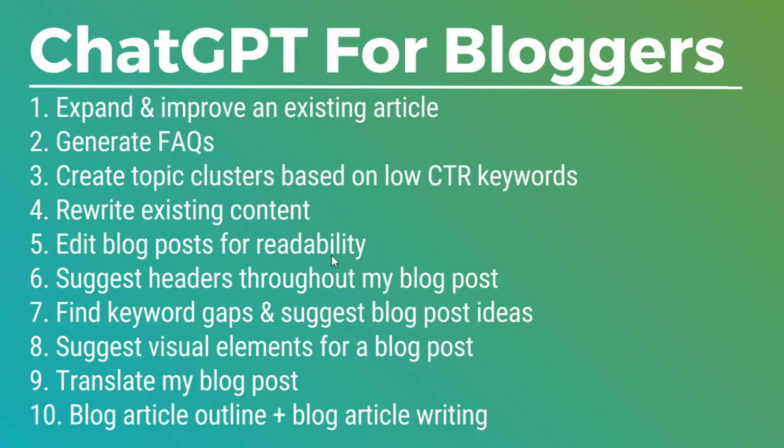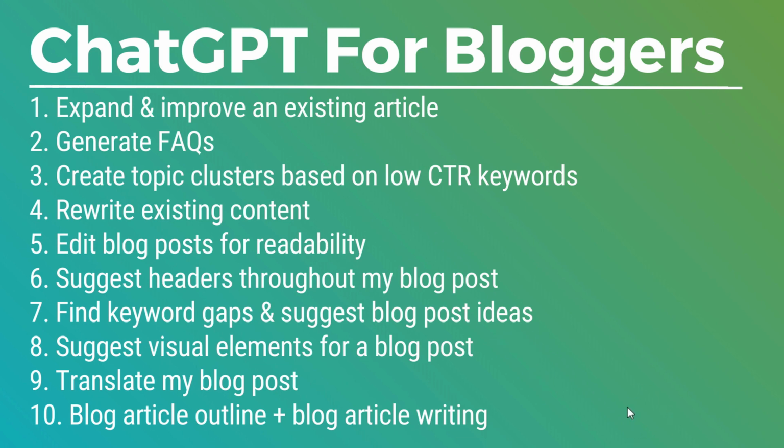Now, editing blog posts for readability, basically the first 5 here are all about how can we take the existing blogs we've already written and improve them and increase our rankings. This is probably the quickest way to have search engine optimization wins, as they call it, where you are ranking much higher for your existing keywords much faster. Now, the next few: suggest headers throughout my blog posts. Again, we're going to continue to improve our blog posts. Find keyword gaps and suggest blog post ideas. That's one of my favorites to do. So we'll go through the next 2 now.